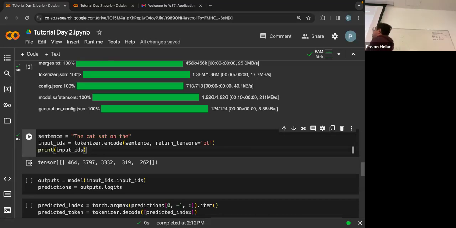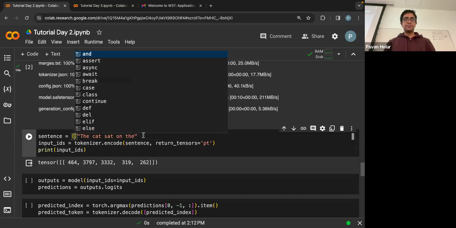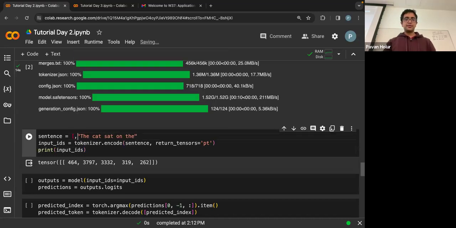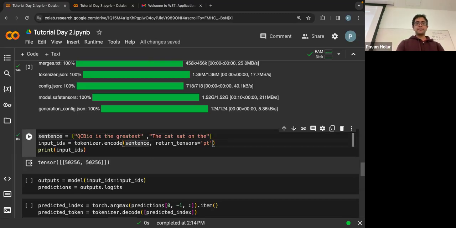So we have two brackets because the first one corresponds to the batch. The second one corresponds to the tokens themselves. You know what? I think it's a good idea to show you what happens in a two batch just for fun. Okay, so let's add another thing here. QC bio is the greatest dot, right? So let's see what it can generate after that. And let's encode this to see what we get. That is not what we wanted to see. So hold on, let me see what's going on here. Tokenizer.encode.